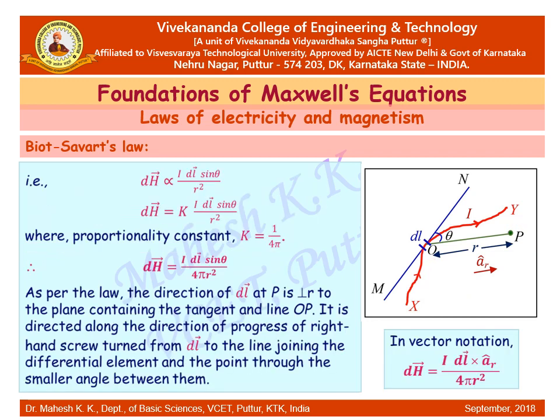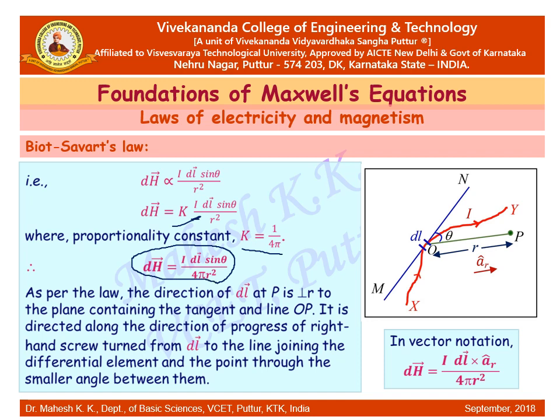Let us introduce a proportionality constant k to the equation, and let k be 1 over 4 pi. Of course, we don't have much derivation for this in your syllabus. Now substituting 1 over 4 pi as the proportionality constant, we get dH is equal to I dl sine theta divided by 4 pi r square.